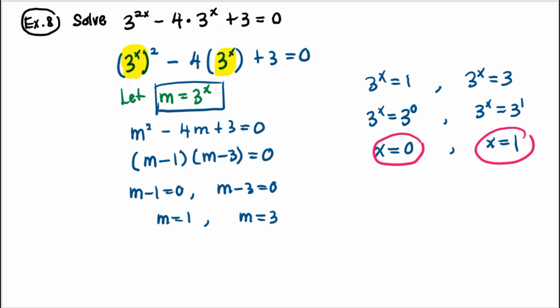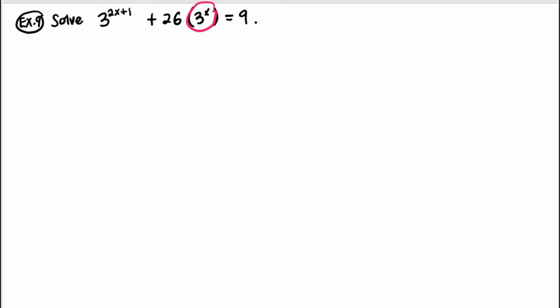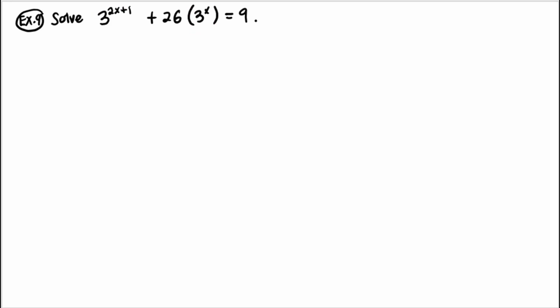Now let's go to example 9. Suppose we have example 9 here. We need to solve this one. So almost similar to the previous one. It's just that you have to modify a little bit, because I have a 3 to the power of 2x and 3 to the power of x. That's the hint that you have to use the quadratic equation.